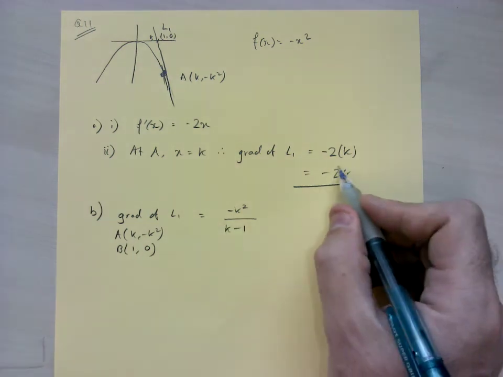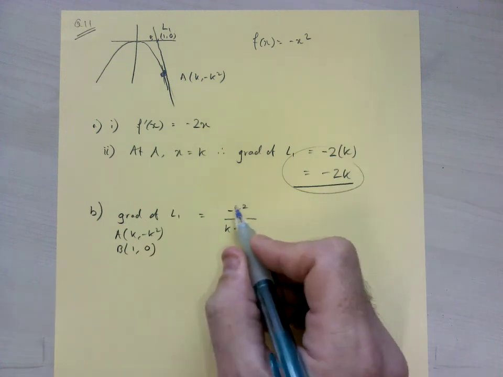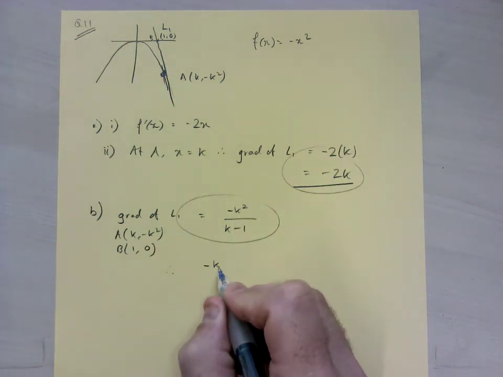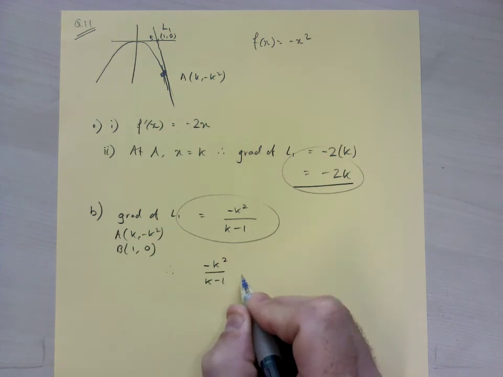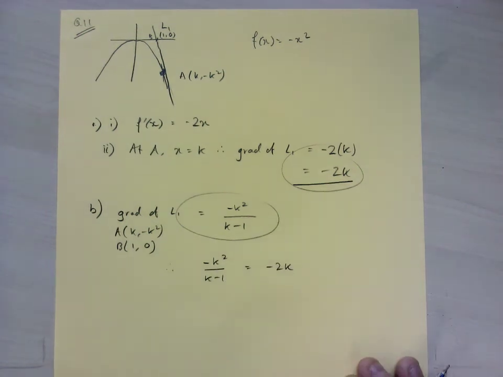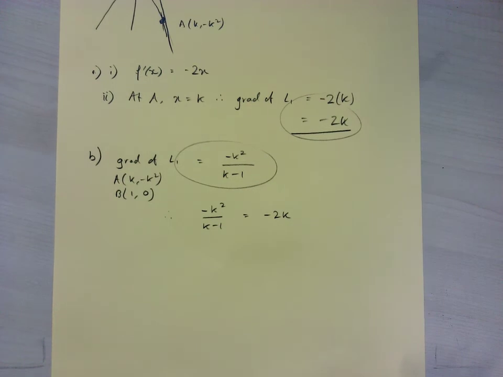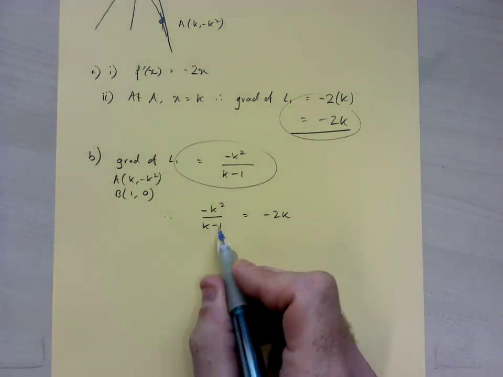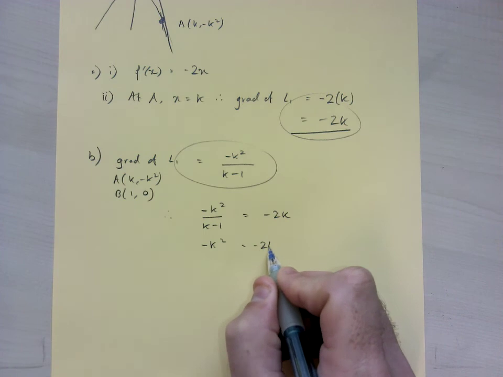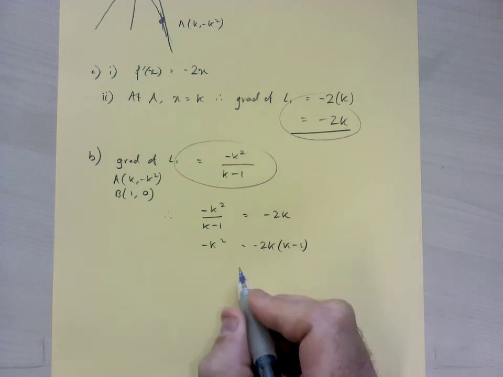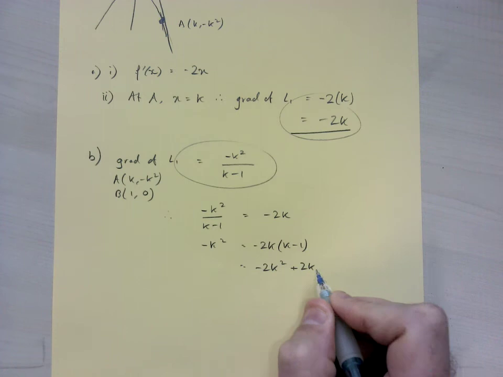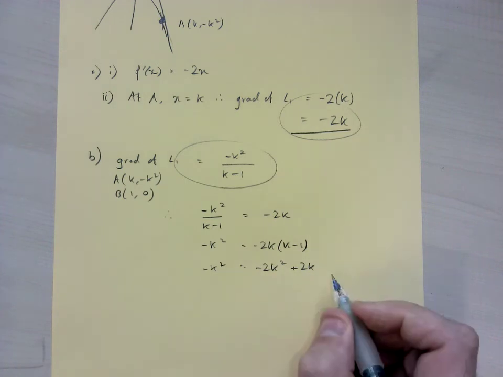So I've got the gradient of L1 being this from before. I've also got the gradient of L1 being this now. So therefore, I know that minus k squared on k minus 1 is equal to minus 2k. And this is going to lead me to the value of k. So now it's just a case of solving this equation. Let's multiply by k minus 1. Minus k squared is minus 2k times k minus 1. That's minus 2k squared plus 2k on here.